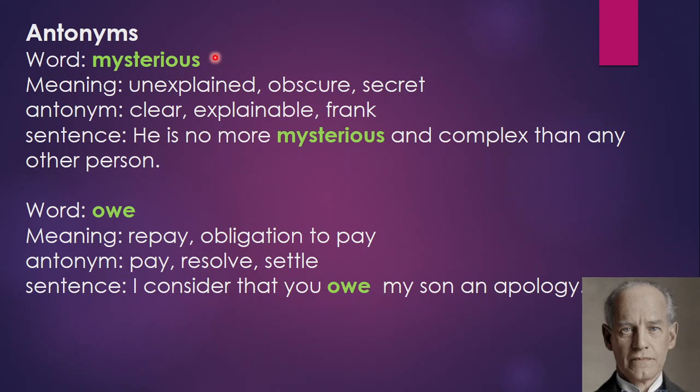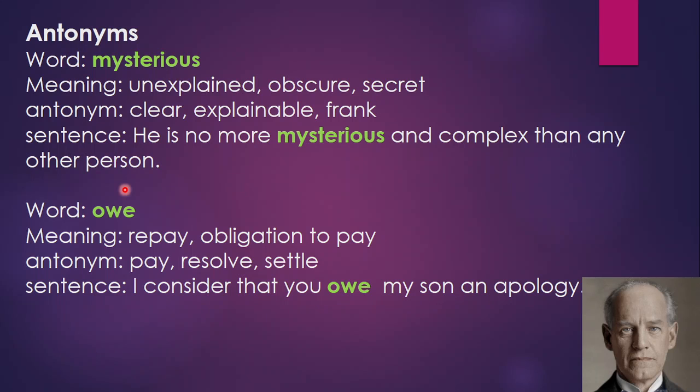So for example, the word mysterious. Maybe you have heard of this word, mysterious, meaning unexplained, obscure, secret. That is the meaning, the synonym of mysterious. Then what is the antonym? Antonym is clear, explainable, frank, open. Mysterious, antonym, frank, or clear, or explainable. We can use or write any one. Then how can you use it in a sentence? He is no more mysterious and complex than any other person.